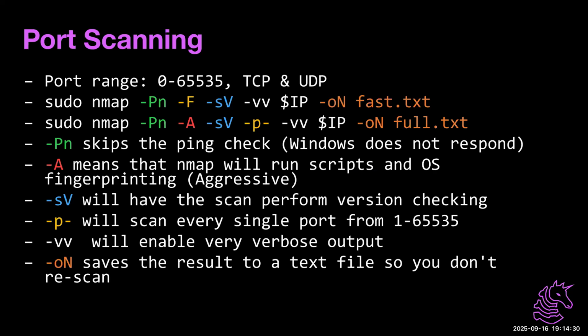-p- scans every single port. By default, nmap will scan the top 1,000 statistically most common ports. This is fine for speed, but it's not very thorough, right? And as an attacker, we want to be thorough. We want to have all of the information we can get, which is why we're going to scan all of the ports, because you can have weird stuff running at high ports.